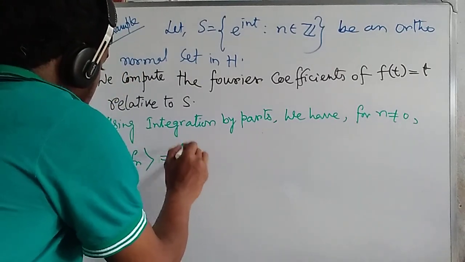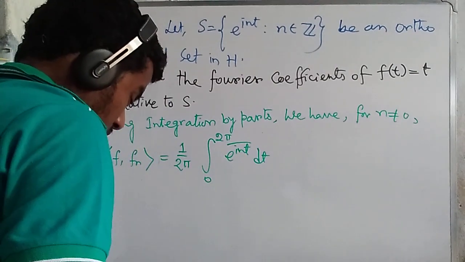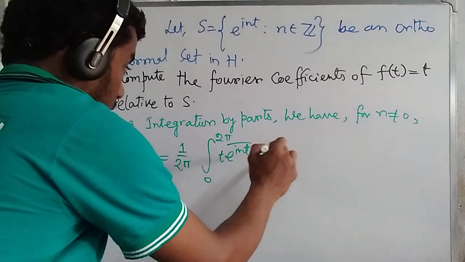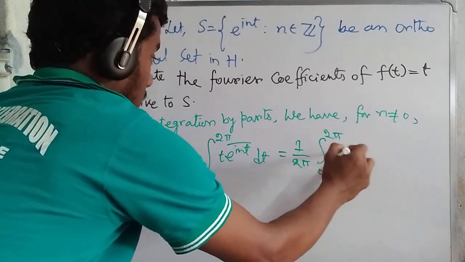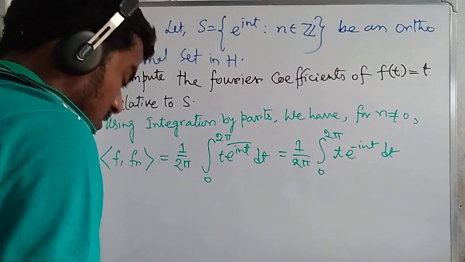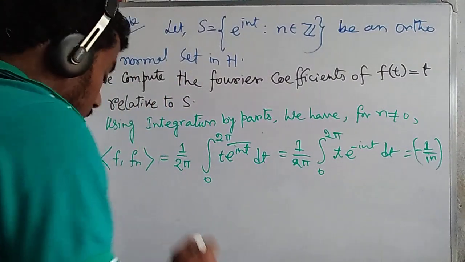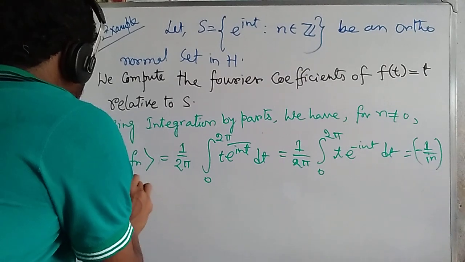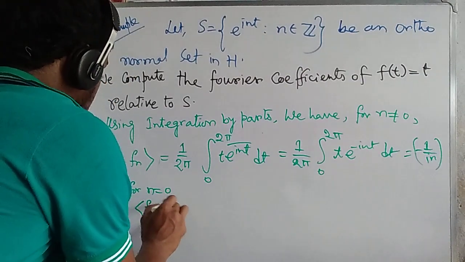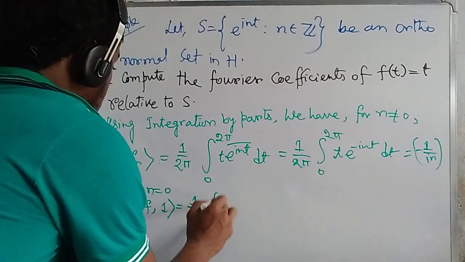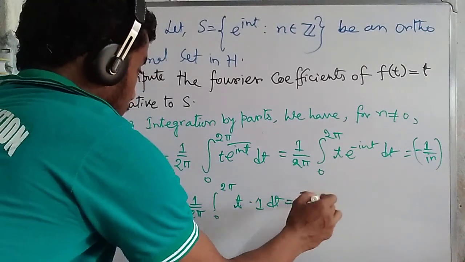1 by 2 pi, integral from 0 to 2 pi of t times the conjugate of e to the power int dt, equal to 1 by 2 pi, integral from 0 to 2 pi of t e to the power minus int dt, equal to minus 1 by in. And for n equal to zero, it is 1 by 2 pi, integral from 0 to 2 pi of t multiplied by 1 dt, equal to pi. Understood?